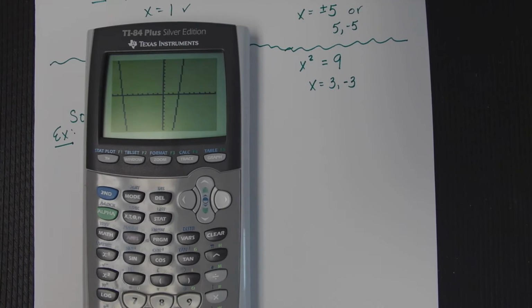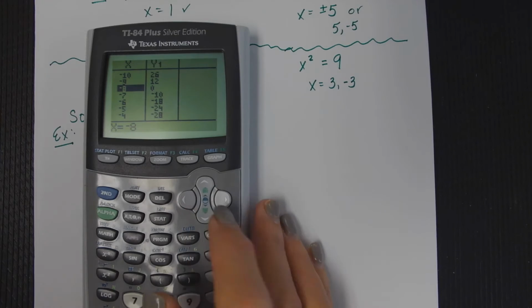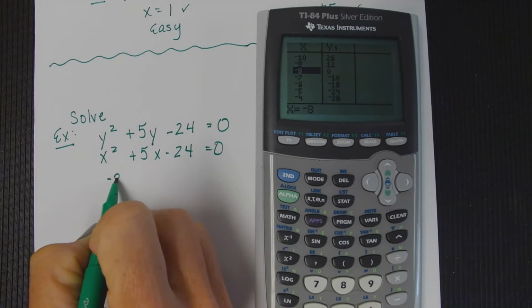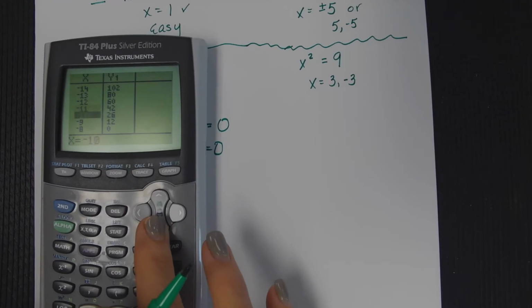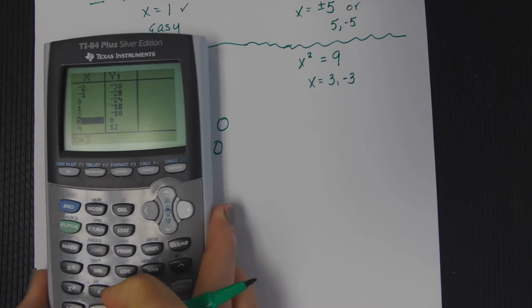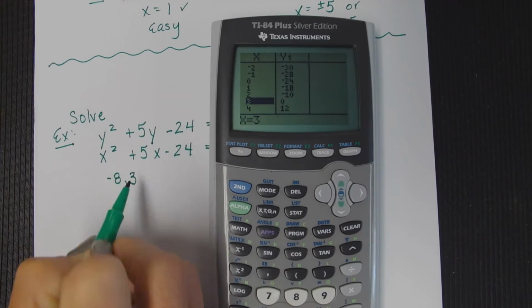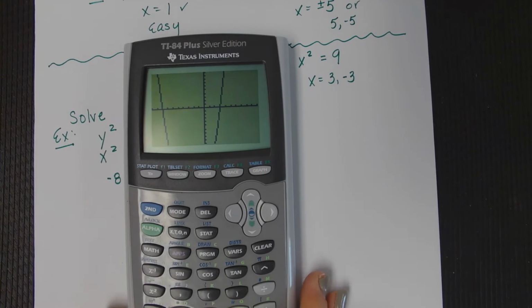Now, what was the next step? You remember I did second and table graph, and I'm looking for when y is equal to 0. There's 1. What is one of my solutions? -8. And the other one is 3. That is by graphing. Kind of looks like -8 and +3, right?